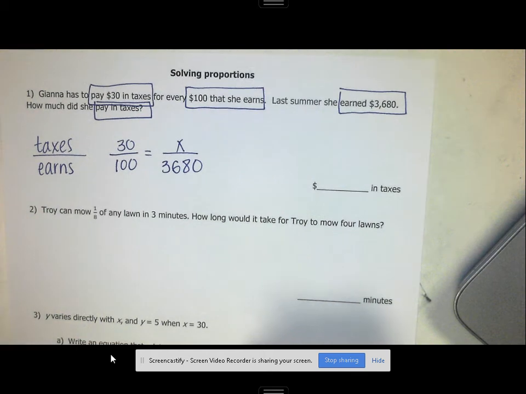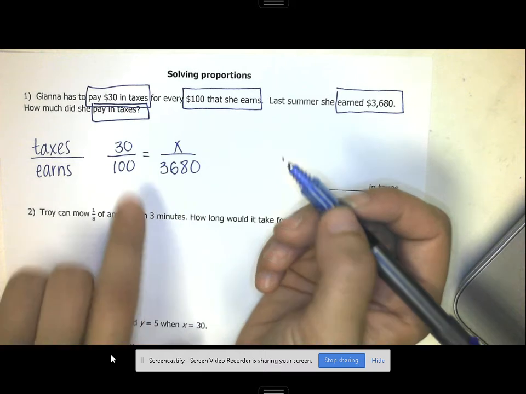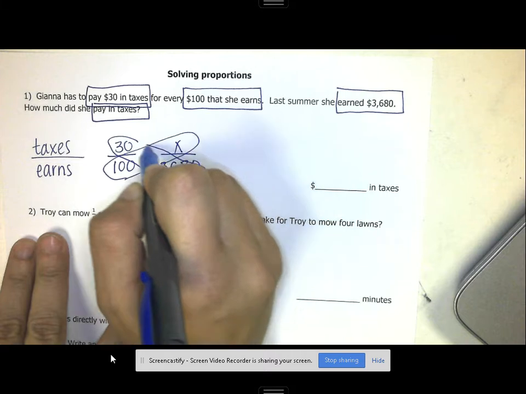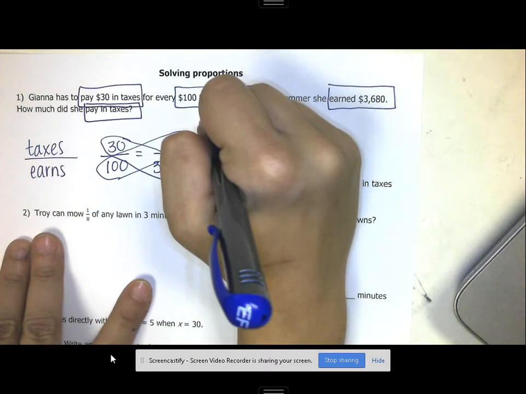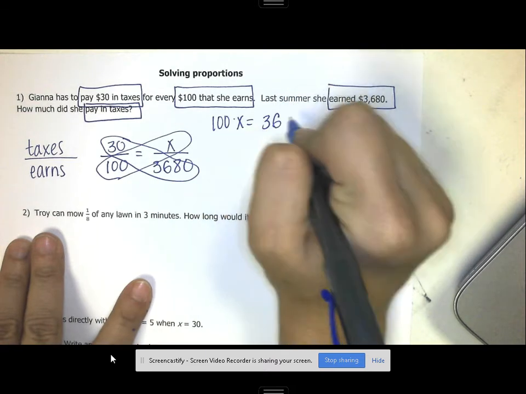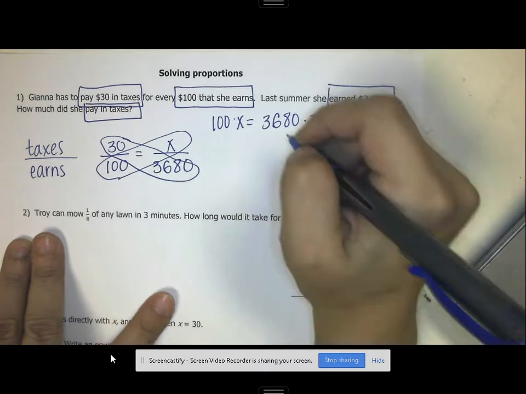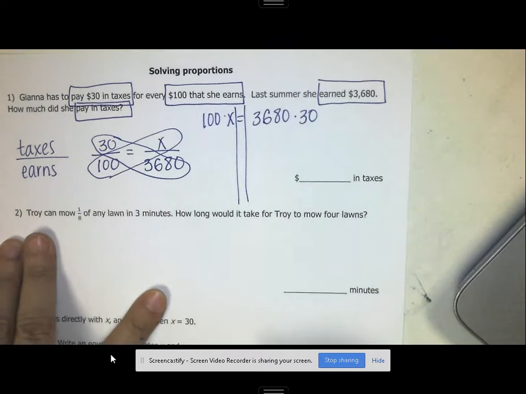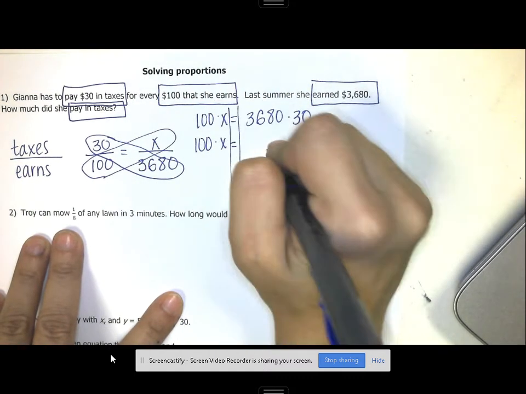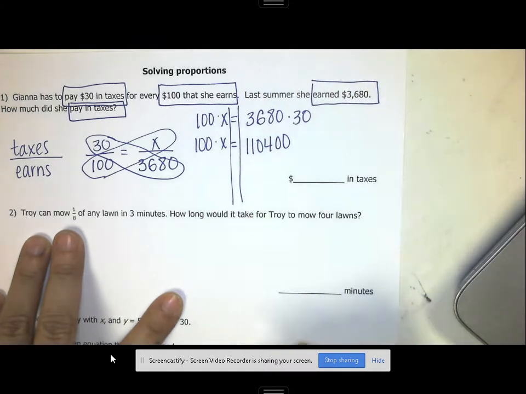And I can solve this using cross multiplication. Cross multiplication states that if two fractions are equal, then their cross products are also going to be equal. So 100 times x is 100 times x. 3,680 times 30 is my other product. And now I'm going to start solving my cross multiplication. So I still have 100 times x here. And over on this side, I'm going to multiply and get this product.